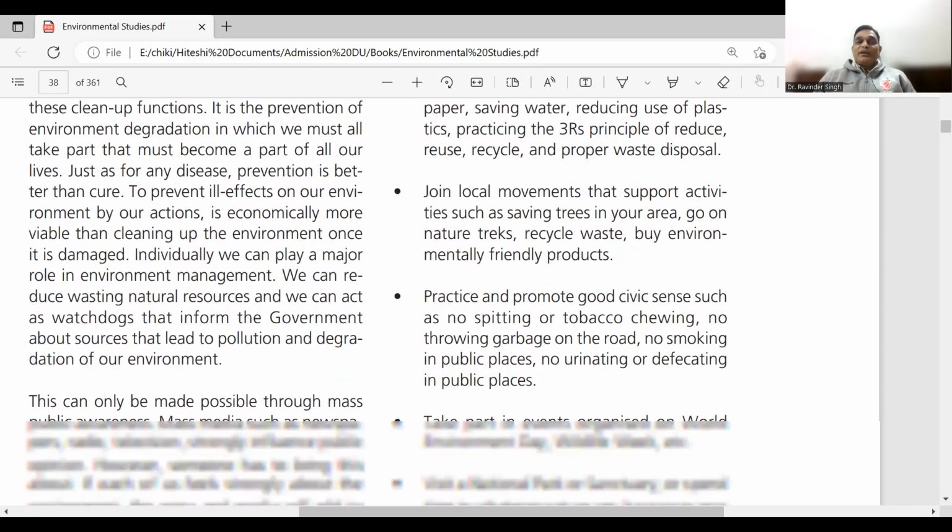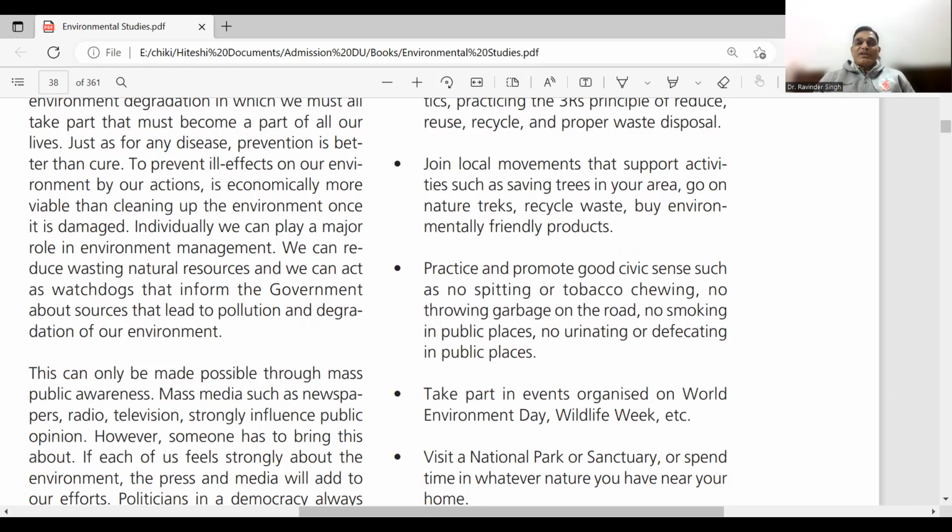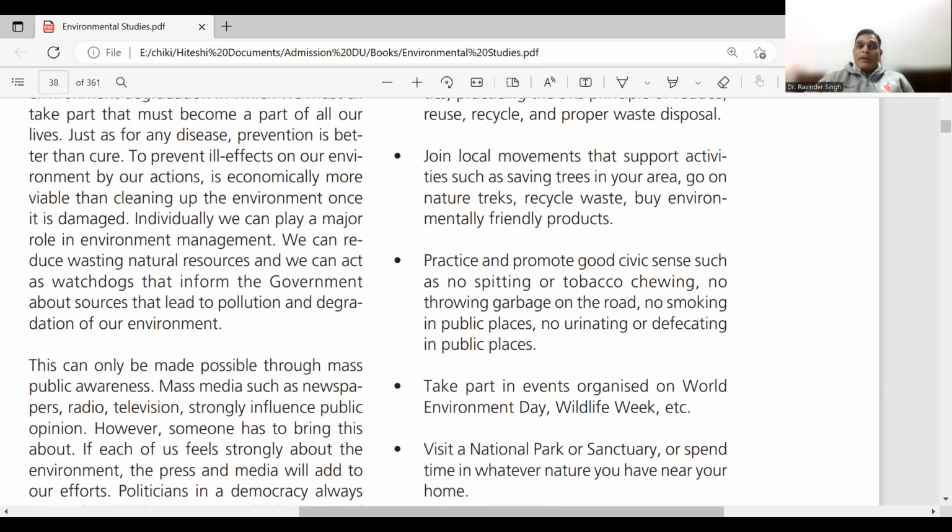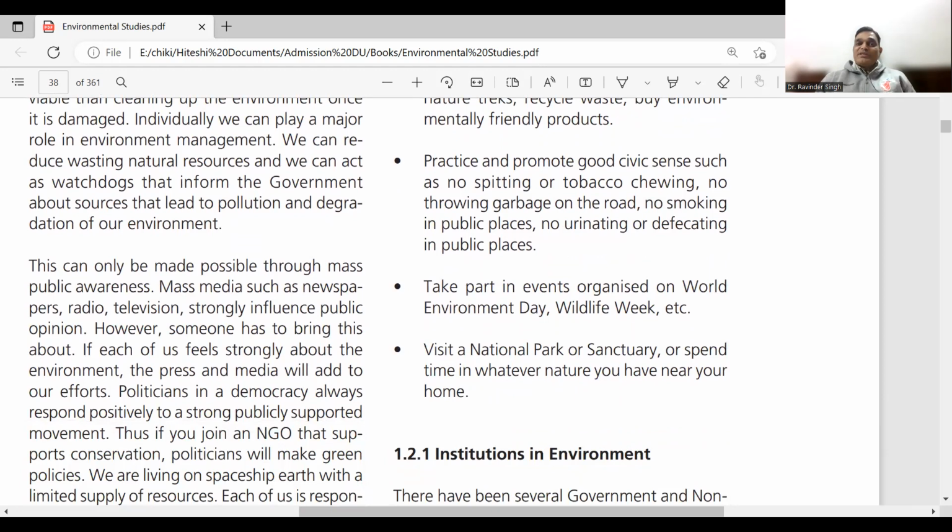Join local movements that support activities such as saving trees in your area, going on nature tracks, recycling waste, and buying environmentally friendly products. Practice and promote good civic sense, such as no spitting or tobacco chewing, no throwing garbage on the road, no smoking in public places, no urinating or defecating in public places.